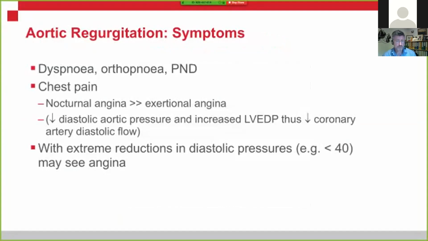In terms of symptoms, exactly like the mitral lesions, patients typically present with dyspnea, orthopnea, paroxysmal nocturnal dyspnea. They may well be developing chest pain, interestingly nocturnal angina due to reduced diastolic aortic pressure and increased left ventricular end diastolic pressure, reducing coronary artery diastolic flow. And with extreme reductions in diastolic pressures, you may see angina or angina equivalent symptoms.